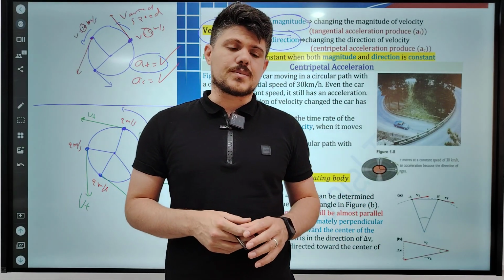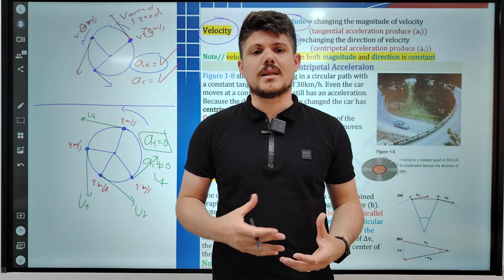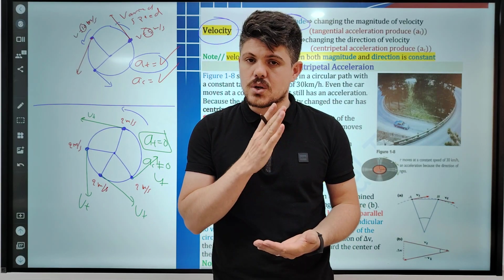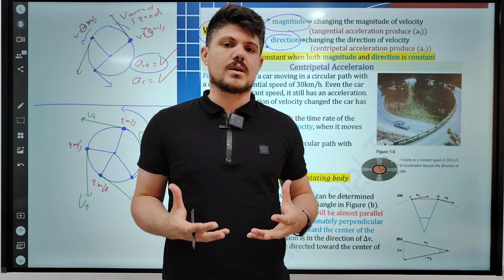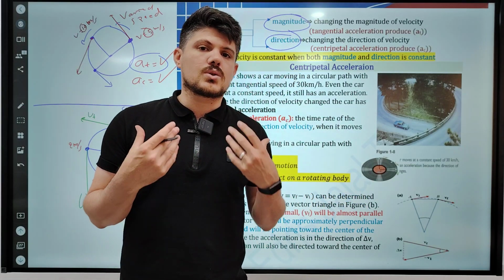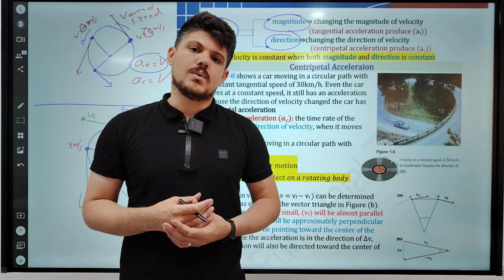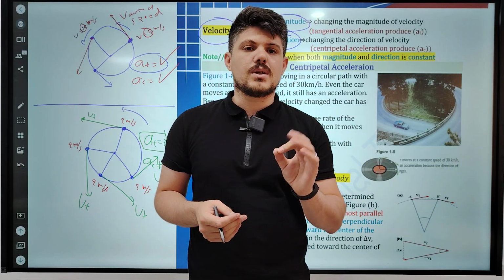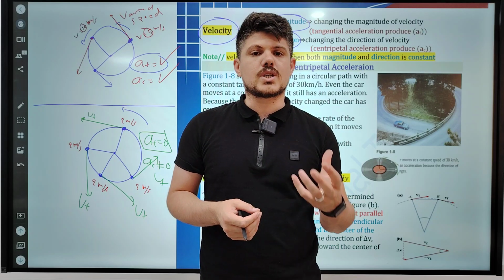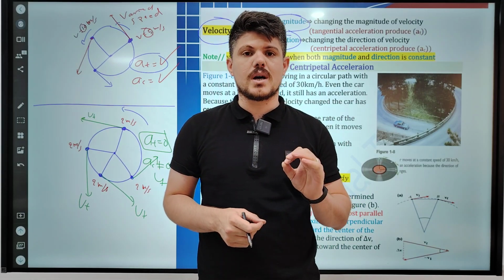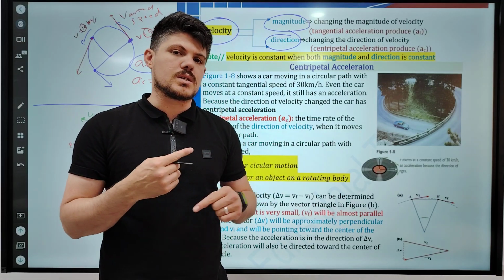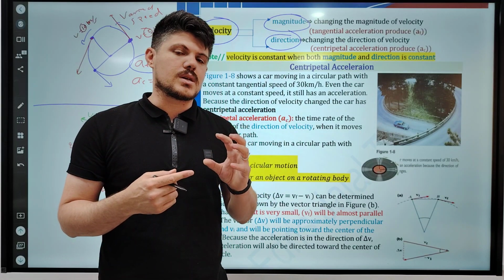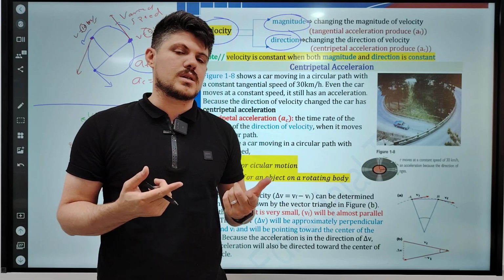But when the object is moving in a circular path at constant speed, please don't say constant velocity in a circular path, because the velocity is not constant for the circular path. Why? Even if the speed is constant, the direction of the object changes. So that is why it's not allowed to say the object is moving at constant velocity. The velocity in a circular path is not constant.